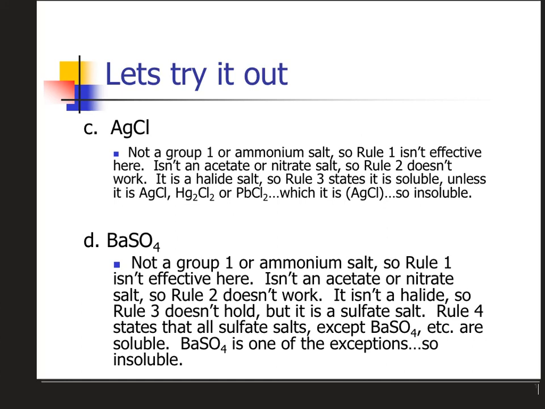Part D, it says barium sulfate. Well, barium is not a group 1. It's SO4, and I always say rule 4 for SO4. That means rules 2 and 3 don't apply here. So when we look at it, that rule says that all sulfate salts are soluble, with the exception of, again, it's the exceptions that get to be really sneaky, strontium, barium, and lead, which would be insoluble. Barium sulfate is considered to be insoluble, and so it will come out of solution and form a precipitate if barium comes in contact with the sulfate ion.